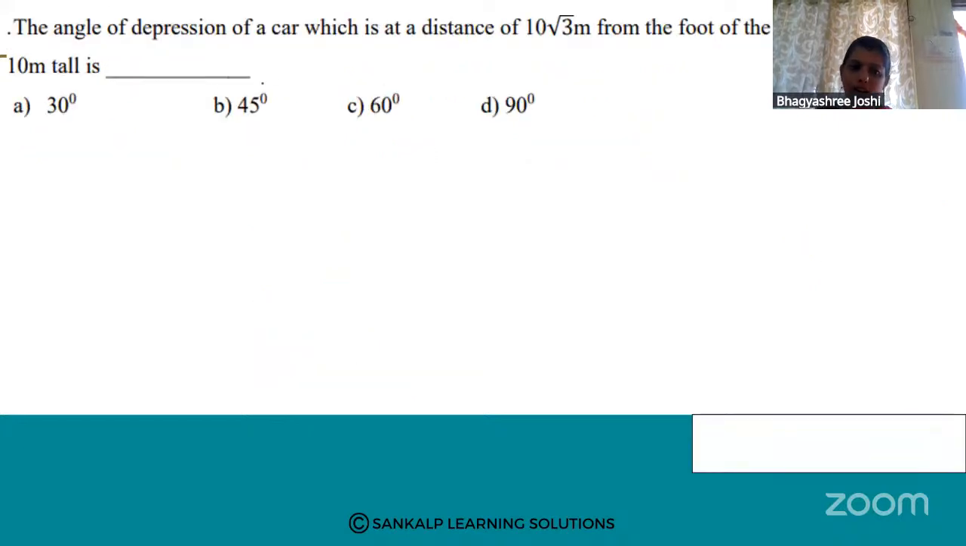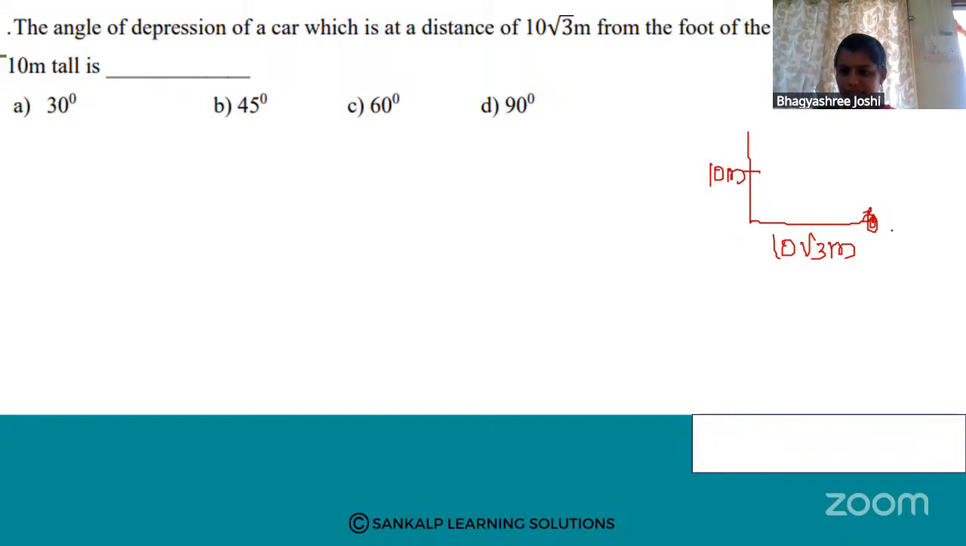Next, the angle of depression of a car which is at a distance of 10 root 3 meter from the foot of the building which is 10 meter tall. So here one building is there and here one car is there. The distance between the foot of the building and this car is 10 root 3 meter, they have given. And the height of the building is 10 meter.